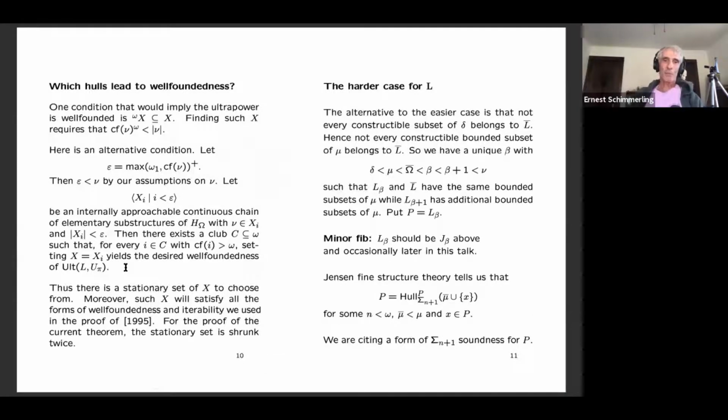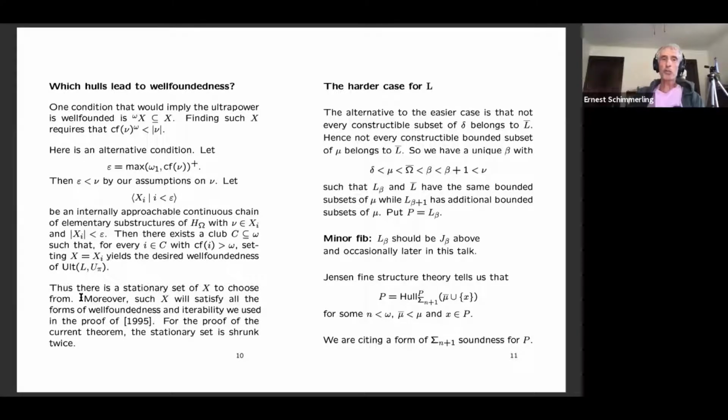Okay, so there's a club in epsilon, so that for every point of uncountable cofinality in the club, I, the corresponding X_i gives you the well-foundedness we needed. All right, so this seems like a complicated way of saying something, but that's how the proof that there is such an X is organized. In any case, there's a stationary set of X to choose from.